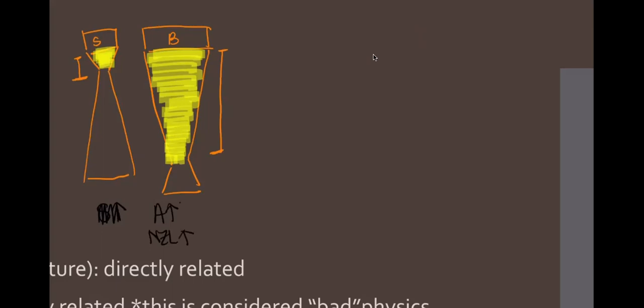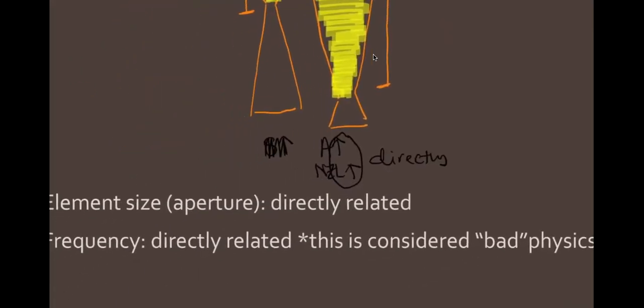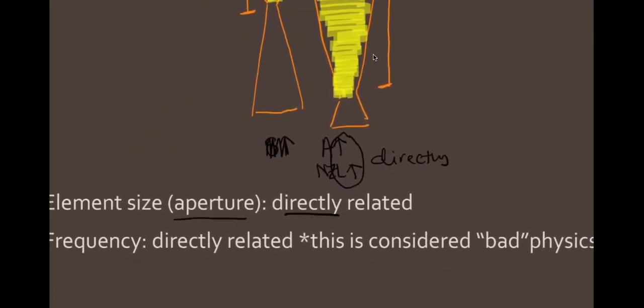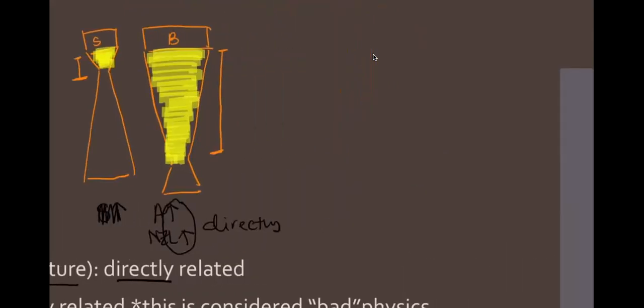So two arrows up, what does that mean? That they are directly related. And that's what we said here, right? We said that element size or aperture, they are directly related. So this one's the one that makes sense, right? Small near zone, big near zone. This one's not the one that plays tricks on your brain. It's the frequency one. So let's talk about frequency.